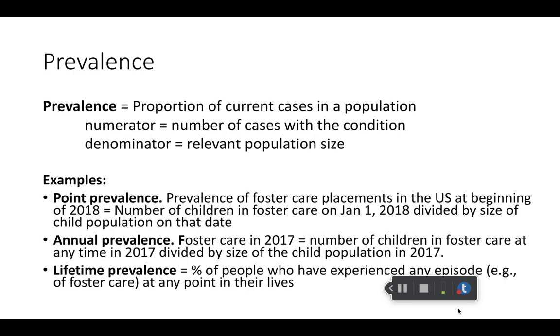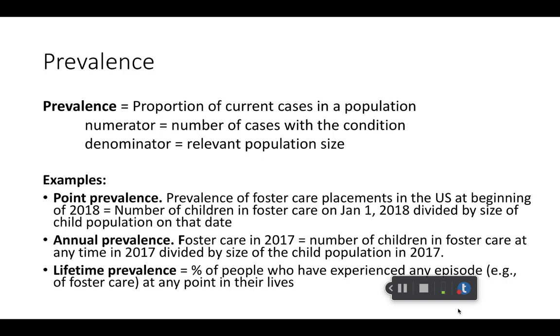Looking again at prevalence, this is the proportion of current cases in a population. So the numerator is the number of the cases with a condition, and the denominator is the relevant population size. But there's several types of prevalence. So we talk about point prevalence as the prevalence at a particular point in time. So the prevalence of foster care placements in the U.S. at the beginning of 2018 is the number of children in foster care on January 1st, 2018, divided by the size of the child population on that date.